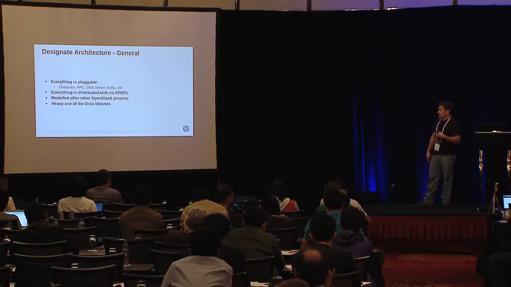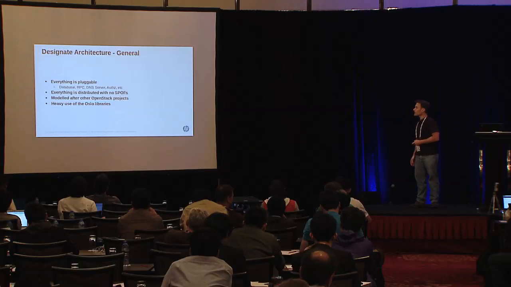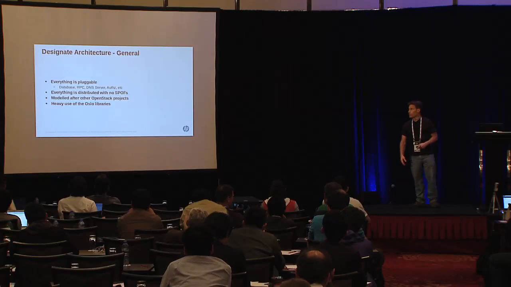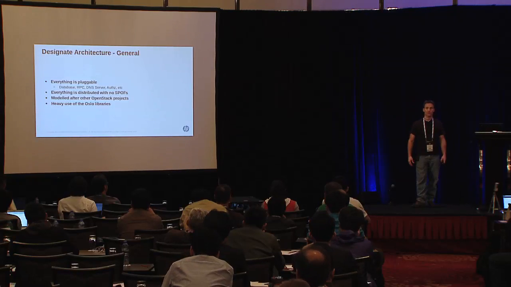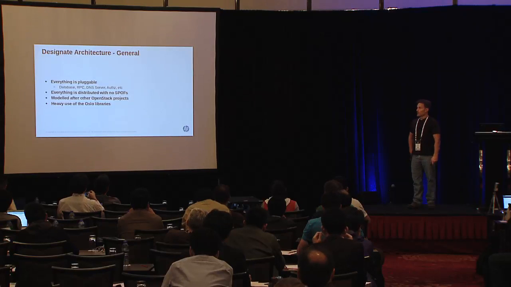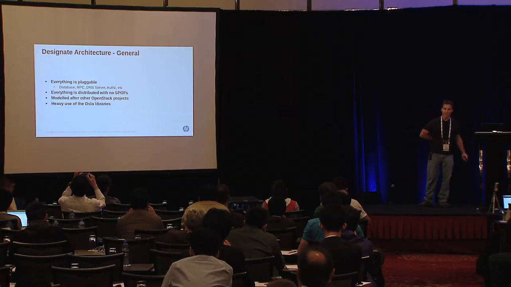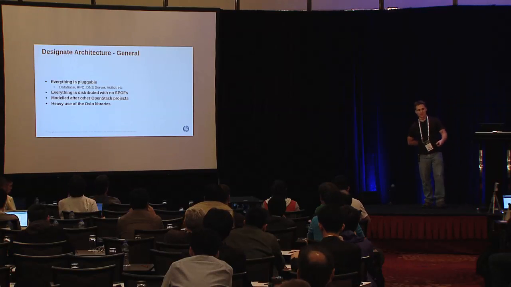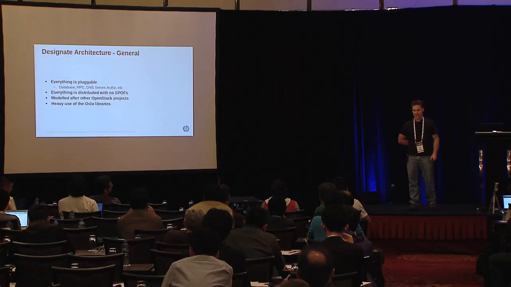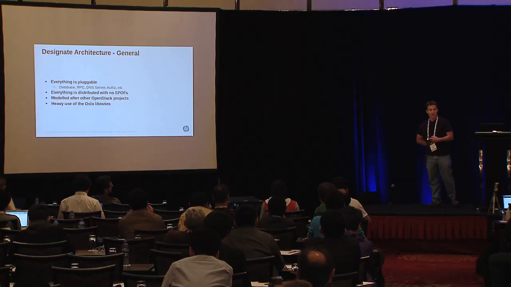Database, RPC, DNS server, auth-z, et cetera, all pluggable. Everything is distributed, and there are no single points of failure. That is just good design, modeled after every other OpenStack project. As I mentioned, if you look at Designate, you'll say, yes, this looks like, tastes like, smells like an OpenStack project. Heavy use of Oslo libraries, that ties in with the last bullet point.